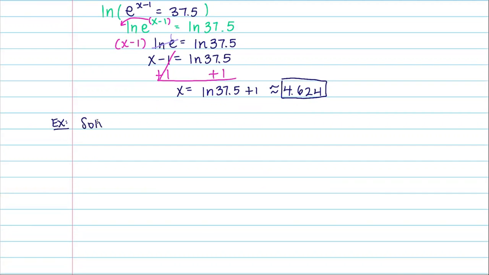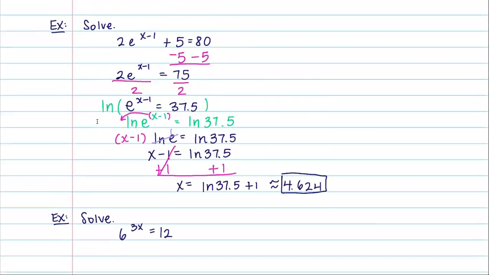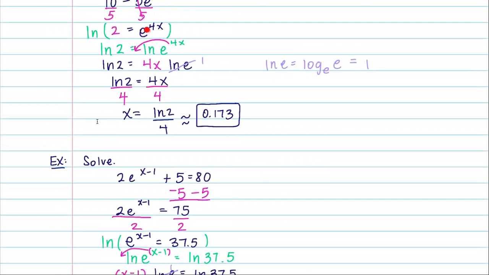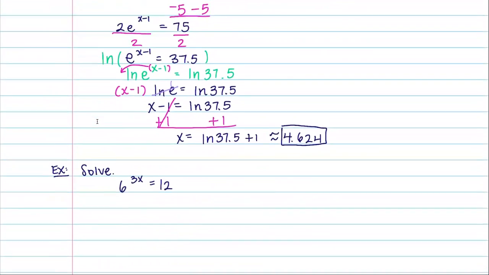And again, our directions are to solve. And this time it's not an e, it's a 6: 6 to the 3x equals 12. All right, so this one's a little bit different. If I scroll back up to my other problems, I notice that both have a base of e, which helped because then I was able to take the natural log and that would cancel out nicely. So this one I'm going to use a different strategy.